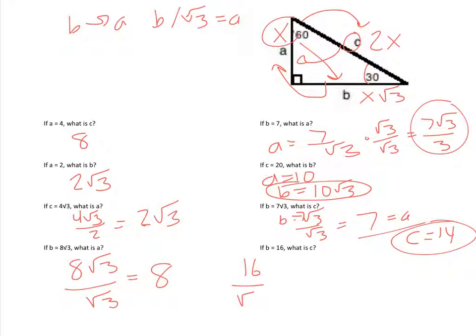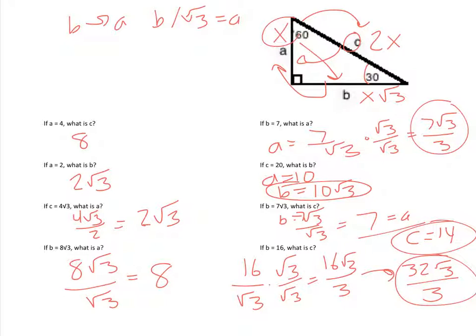You'll divide by the square root of 3 to get A. Again, we can't leave it like this, so we multiply by square root of 3 on each side, on top and bottom. You get 16 square roots of 3 over 3. So this is A. Now to get C, you just double it, so you get 32 times the square root of 3 over 3. So it's really just practice, making use of this.